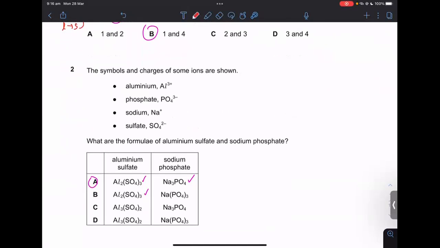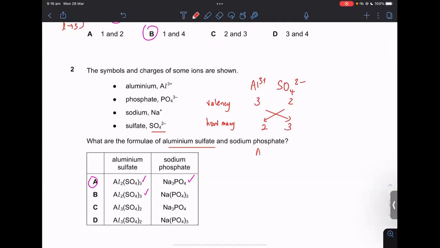Now, question number 2, this is about formula. Aluminium sulfate, according to the question and according to the information given here, you have 3 and 2. You will label valency based on the charges, and then how many of the ions have to combine together. That is you doing the cross multiply, the crisscross. So 2 there means 2 of that Al3 plus, and 3 there means 3 of that sulfate. So you know the formula has to be 2 of that aluminium and 3 of that sulfate there.